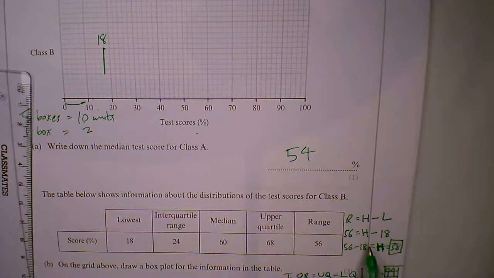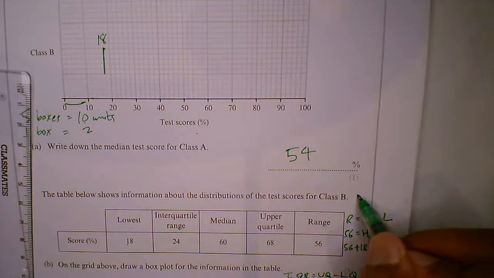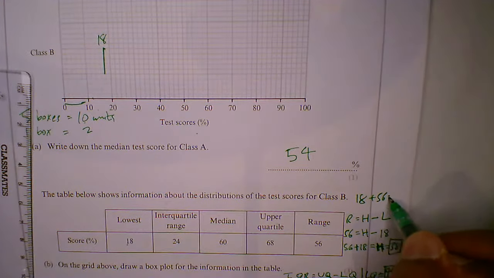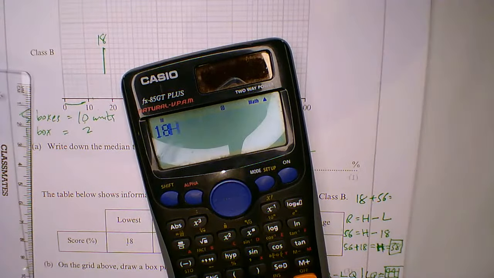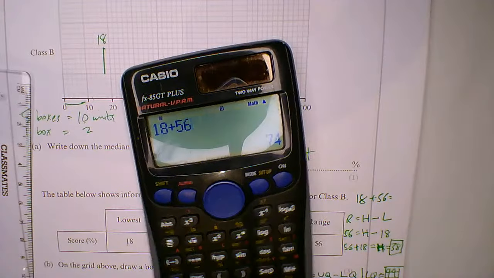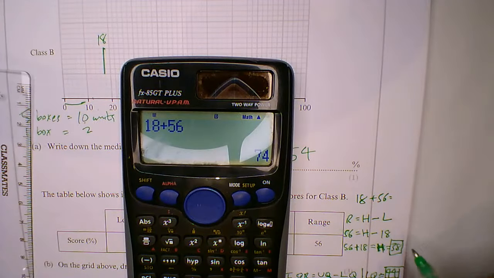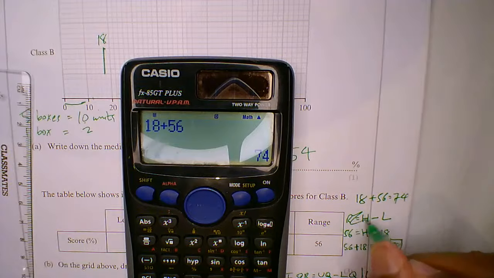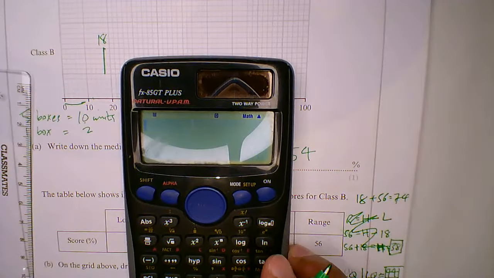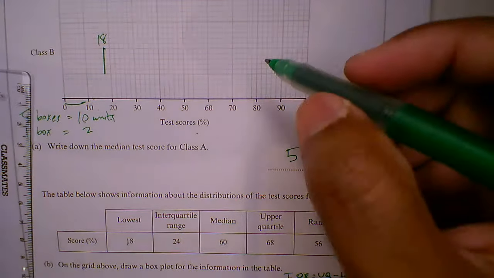Did I just do something wrong here? Did I just do a subtraction when it should have been adding 18, not subtracting? I don't know how I got that, because lowest plus the range gives me my highest value. So that should be 18 plus 56. Not sure what I did there. 18 plus 56 gives me 74. That's right. I'm trying to squeeze everything in, so that's probably why that happened. Okay, so 74 is my largest value.